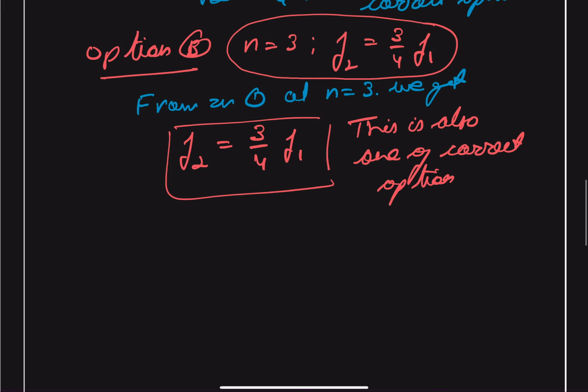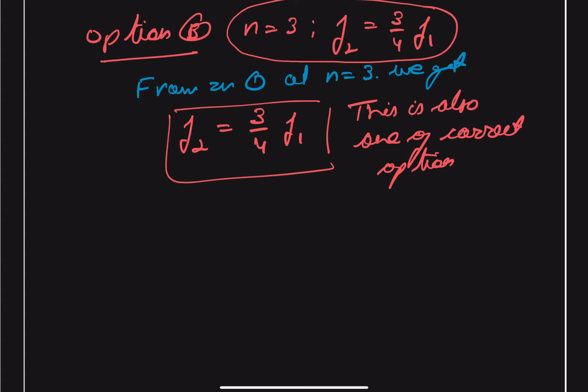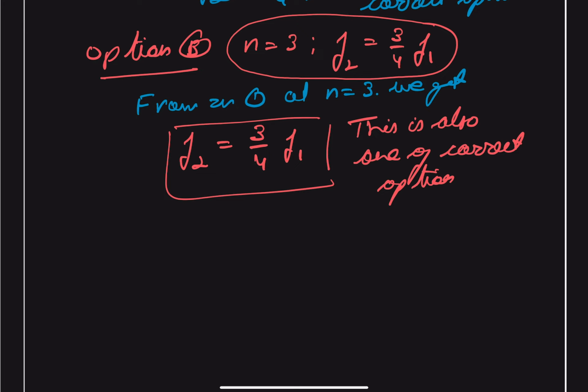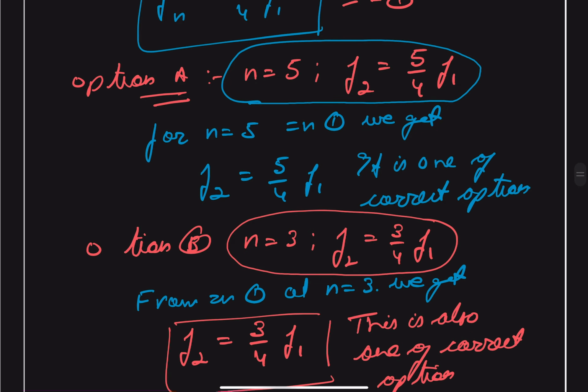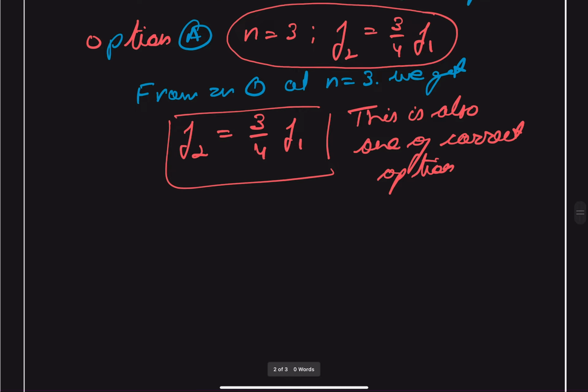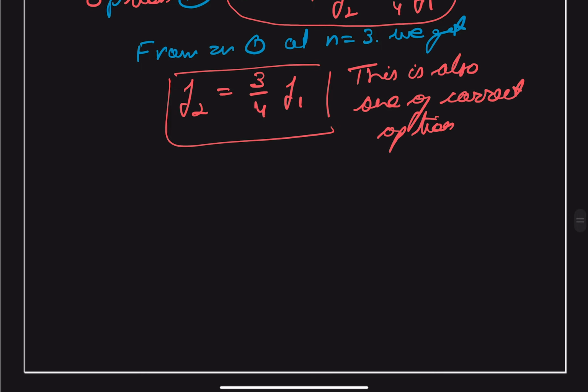Sorry, I wrote it wrong, my mistake. The option with n equal to 3 was option A, and the option with n equal to 5 is option C. For the other options, that is B and D, let me write it here.